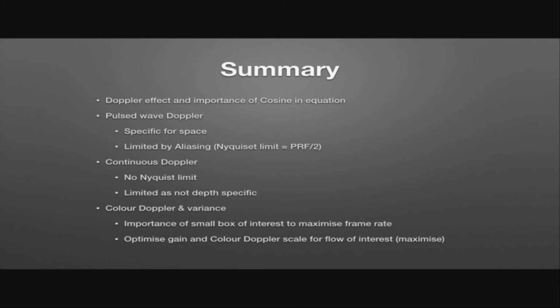And with color Doppler and variance, it's important to optimize your color Doppler imaging to make sure your box is as small as possible, and that you've maximized the frame rate. You're also trying to optimize both the amplification or the gain of that image as well as the actual color Doppler scale for the flow of interest that you're looking for, and that will give you the most accurate quick estimation of what the flows are in that area.